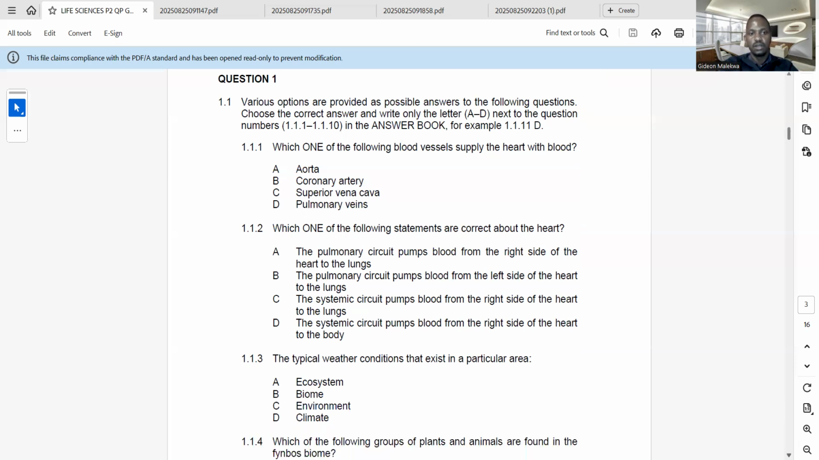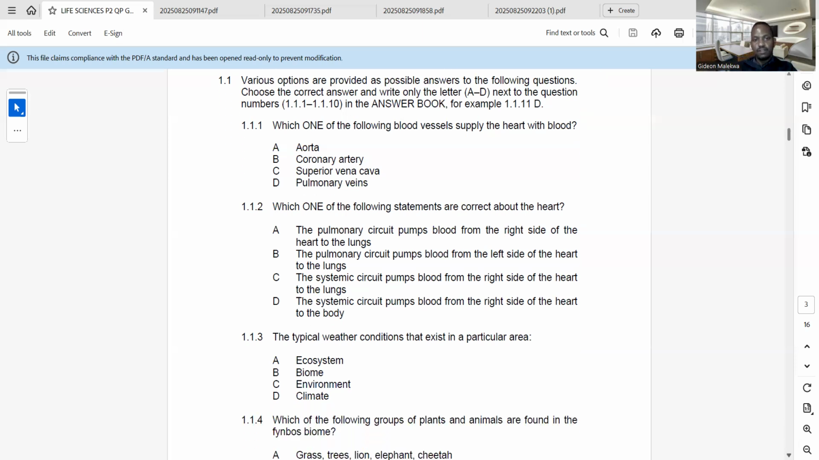1.1.2, the question says, which one of the following statements is correct about the heart? So we've got four options there. The pulmonary circuit pumps blood from the right side of the heart to the lungs. The pulmonary circuit pumps blood from the left side of the heart to the lungs. So the first two answers are focusing on the pulmonary circuit. The last two are focusing on the systemic circuit.